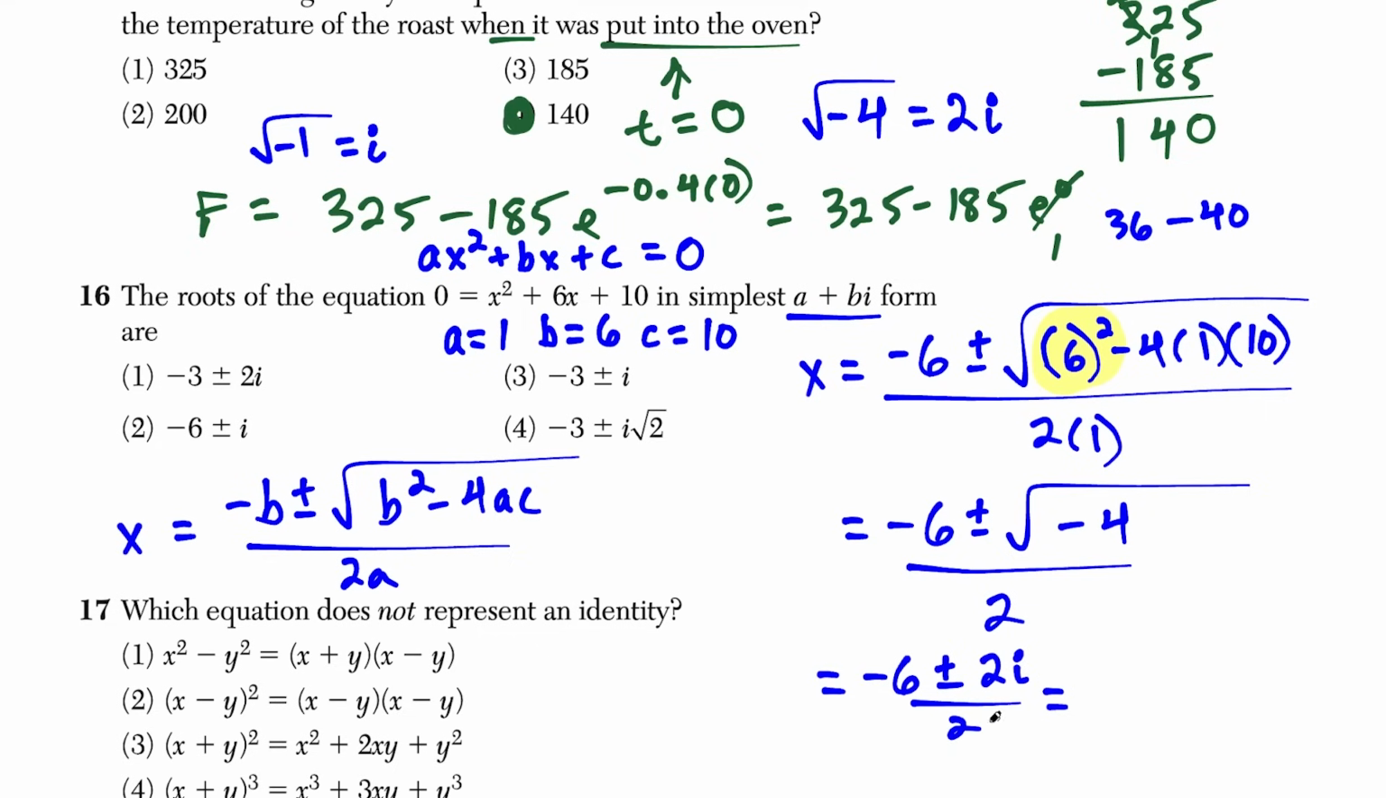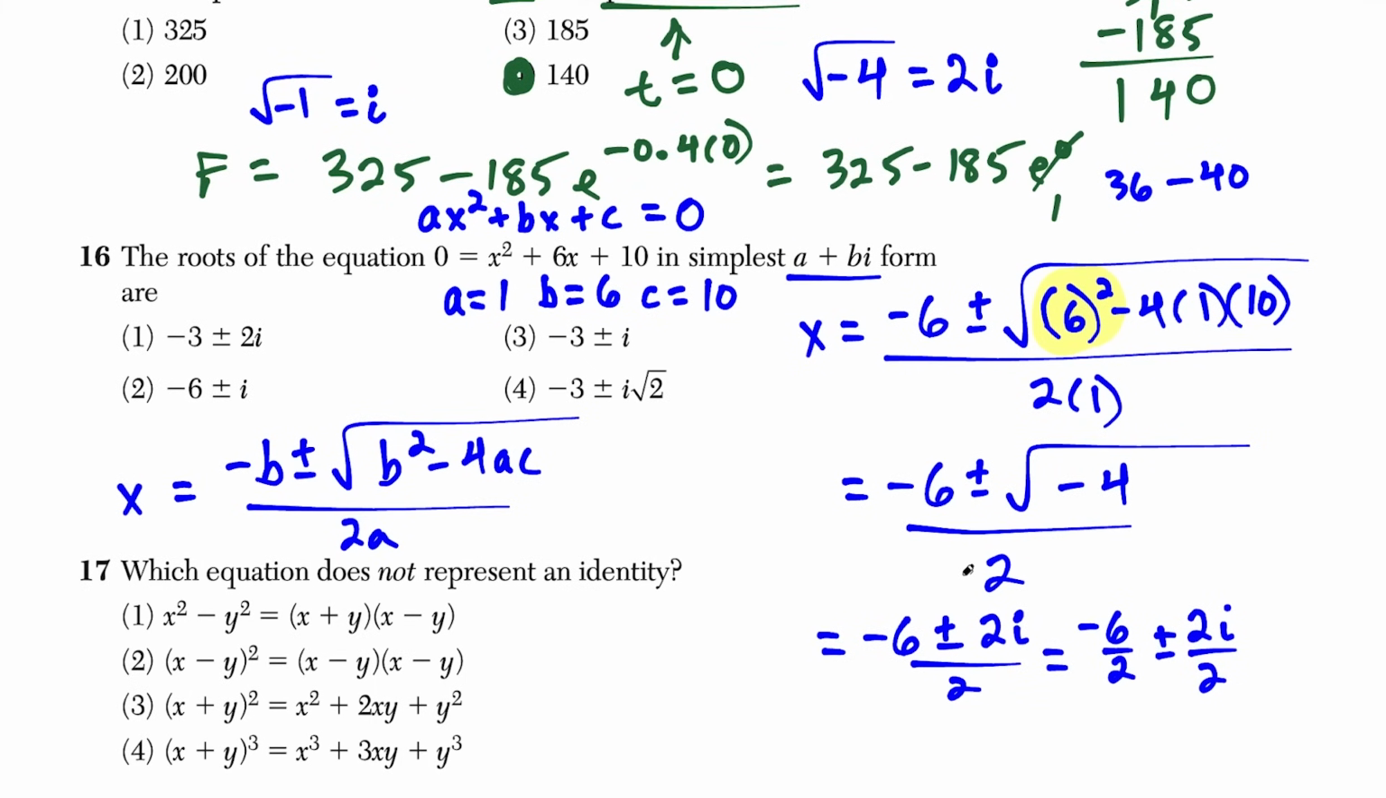and now I'm just going to divide each piece by 2. So we have negative 6 over 2 plus or minus 2i over 2. And now finally, we could simplify this. We could say that negative 6 divided by 2 is negative 3. And then we have plus or minus 2 divided by 2 is 1. So the i just carries down like this. These terms just cancel out. And we scan the answer choices. This is going to match up with choice 3.